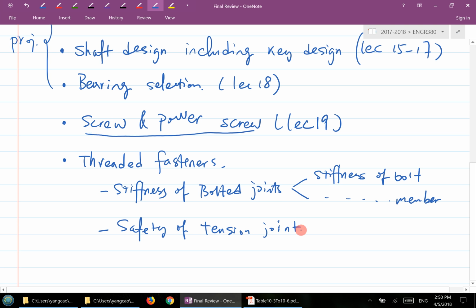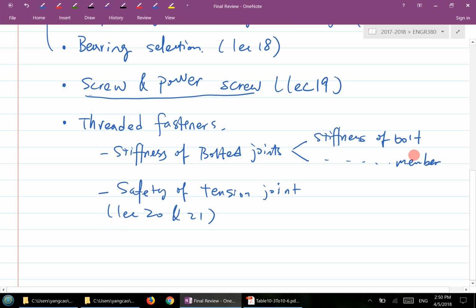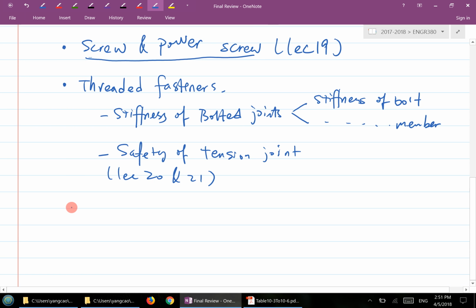Okay. So this is lecture 20 and 21. Okay, covers this portion of content. And the last two components is the welded joints. We spent 2 lectures on the welded joints, 22 and 23.